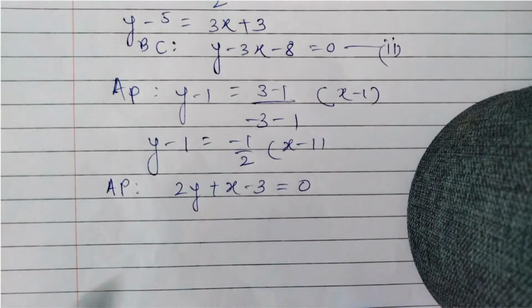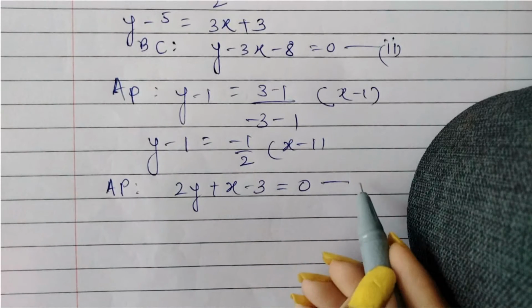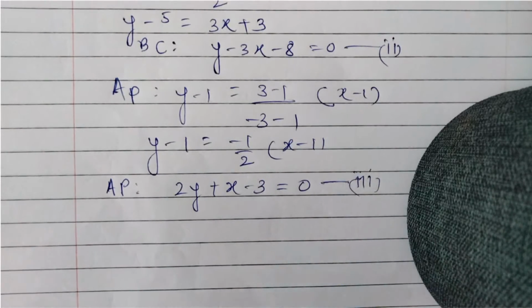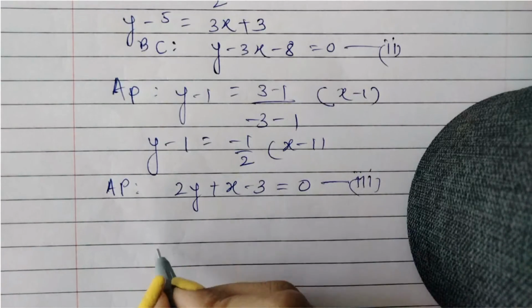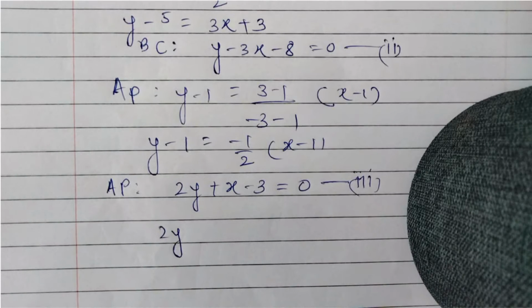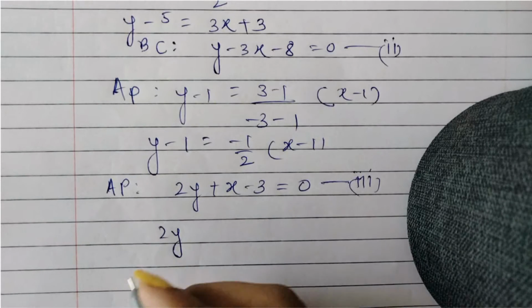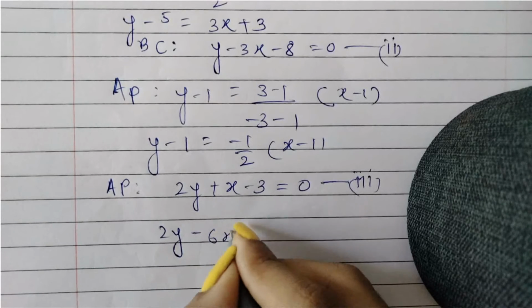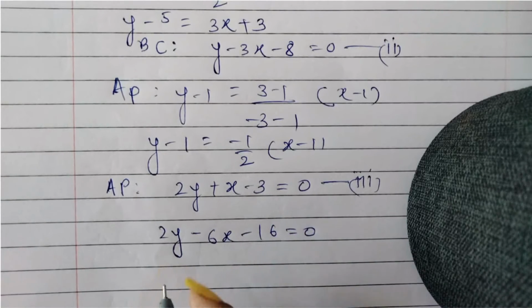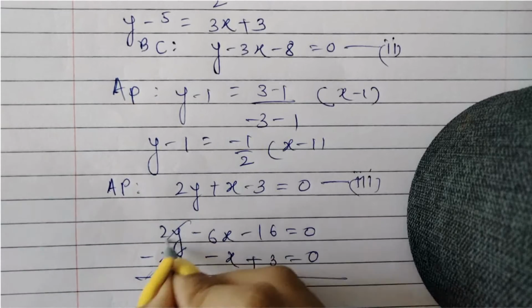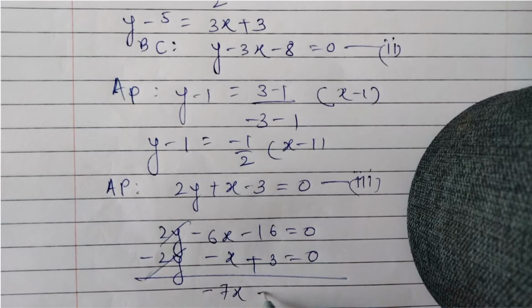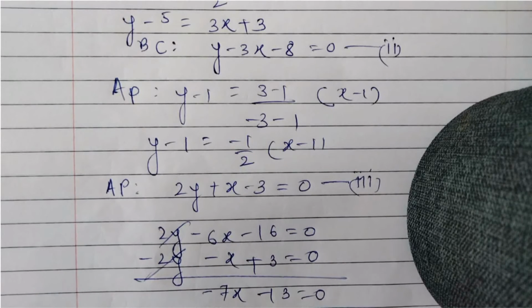So now the intersection of the two lines AP and BC can be found out by solving the two equations. Multiply the BC equation by 2, which will be 2y − 6x − 16 = 0, and subtract AP from it, that is −2y − x + 3 = 0. So you will get −7x − 13 = 0. x = −13/7.